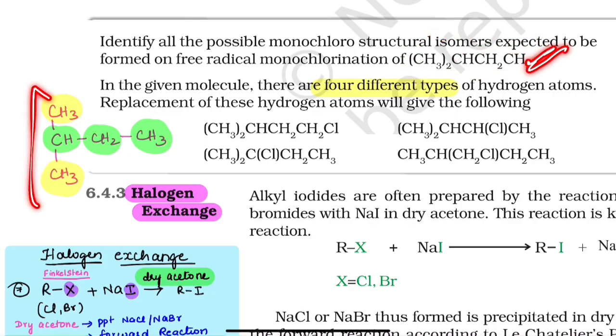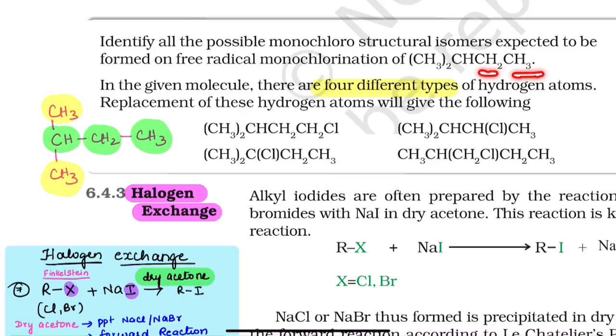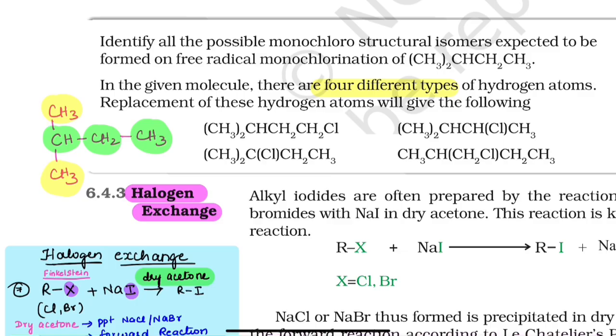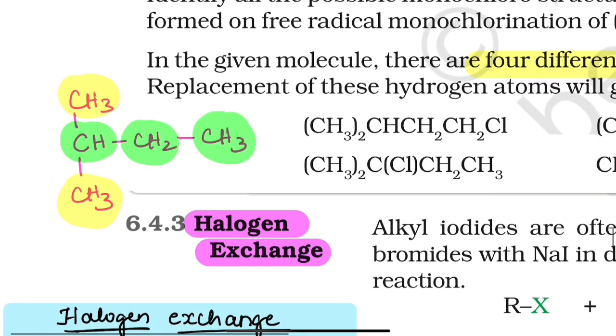So same structure I have written here. CH3 two times, it is attached to this carbon, and then CH2CH3. So this is the formula which is given here. So here check how many types of hydrogen atoms are there. How to find out is, this hydrogen is attached to this carbon. So this carbon is primary carbon, and here this carbon is secondary carbon, and this is tertiary carbon. This is primary carbon, this is primary carbon.